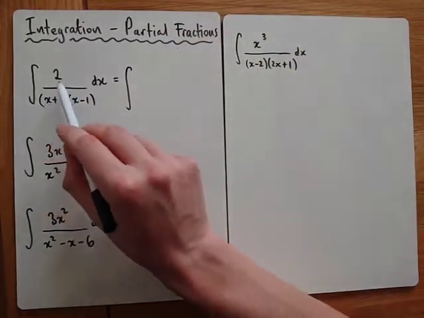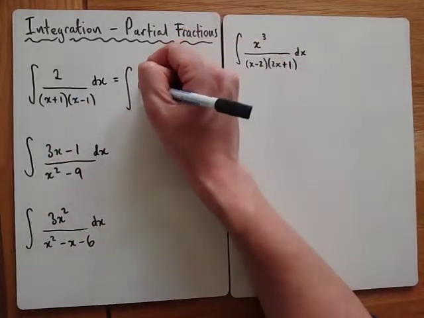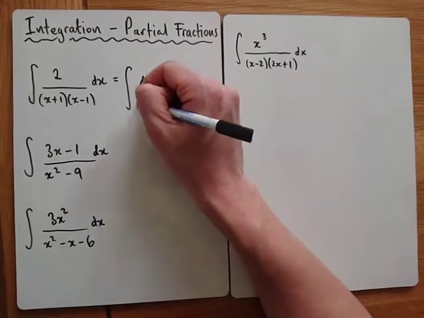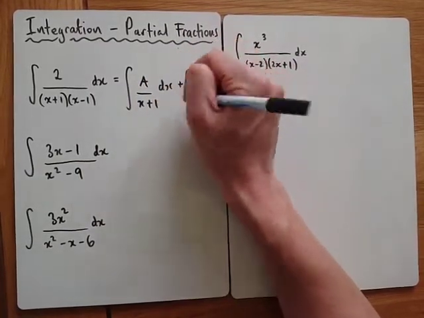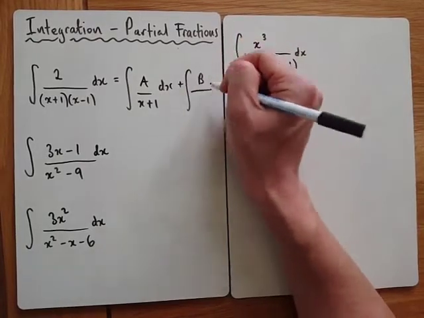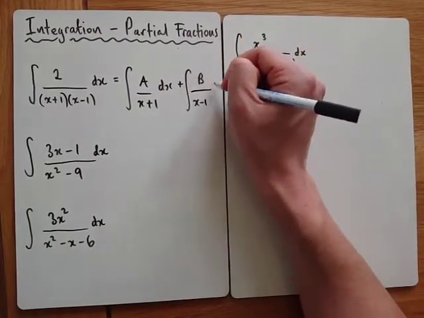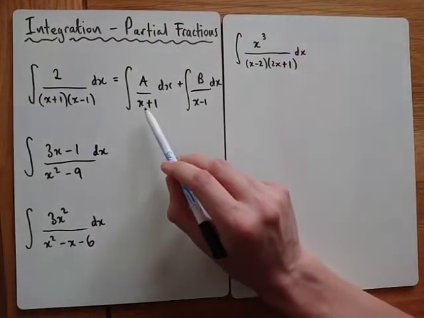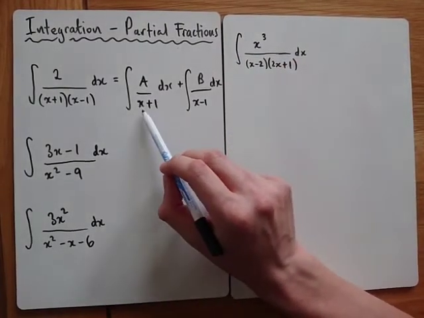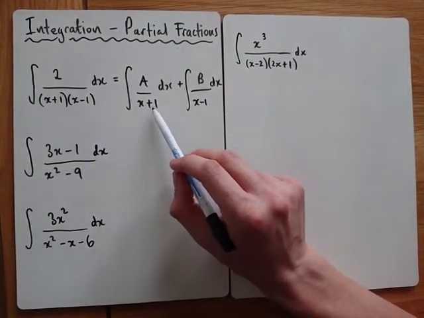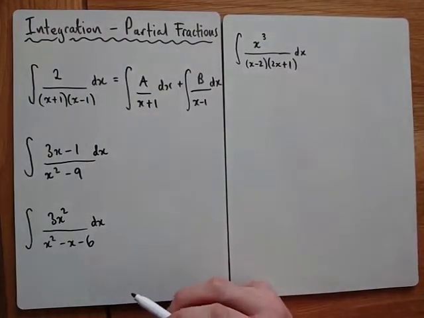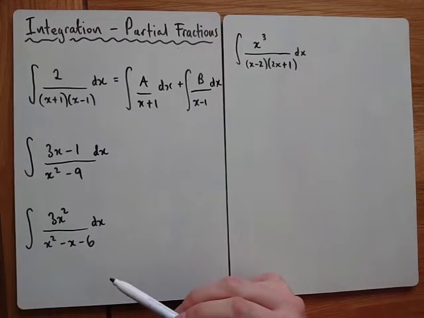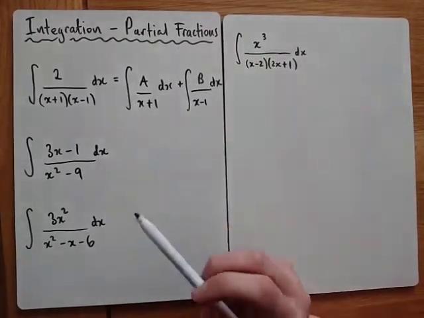Because it's something divided by x plus 1 and x minus 1, we could split it up into something over x plus 1 and something else over x minus 1. Then we could integrate these two separately, because that would become an ln. Like if you differentiate a linear, you get a constant. So that would become an ln integral that we could work out. Okay, we'll look at how we split it up in a minute.